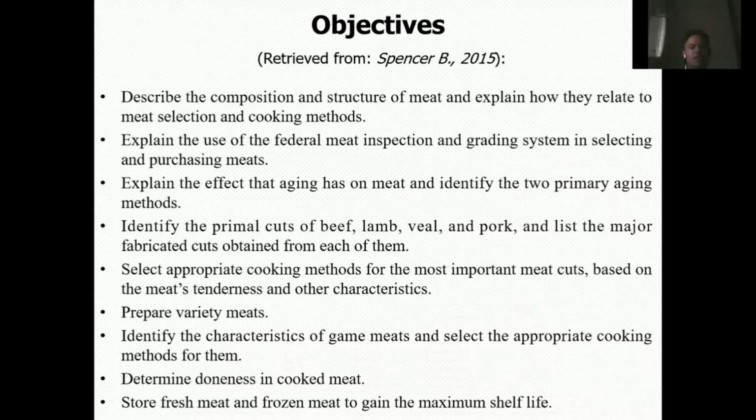Next is identify the primal cuts of beef, lamb, veal, and pork. Next is select the appropriate cooking methods for the most important meat cuts. Next is prepare variety meats. And next will be identify the characteristics of game meats and select the appropriate cooking methods for them, and determine the doneness in cooked meat. And lastly is storing fresh meat and frozen meat to gain the maximum shelf life.